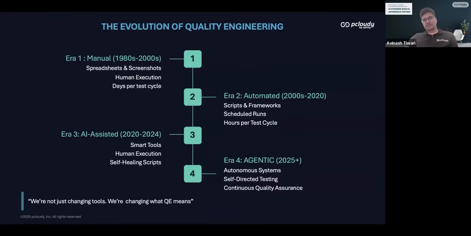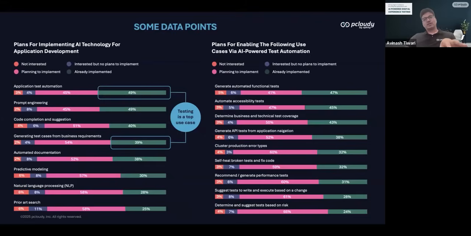So with that as a context of how things are moving so fast and how we have reached this stage, I just wanted to quickly touch upon the impact of this change in the area of testing from a data perspective. There are two graphs here. One is a survey in which it was asked, what is the plan to implement AI technology for application development? And you can see the two areas where everyone said they would like to adopt AI are application test automation and generation of test cases from business requirements, apart from others like code completion and code suggestion. The two big areas where AI is being adopted are in the space of testing.